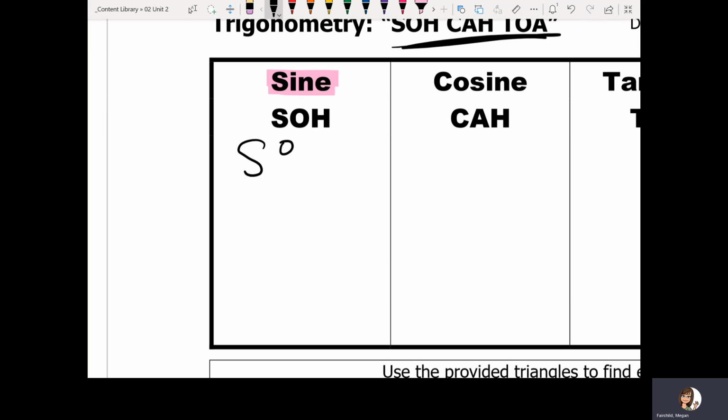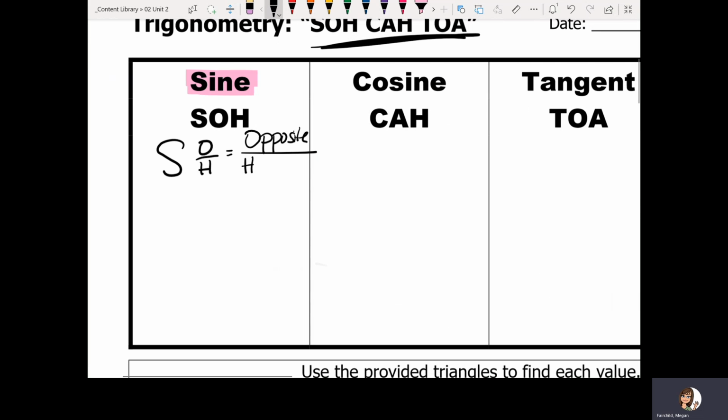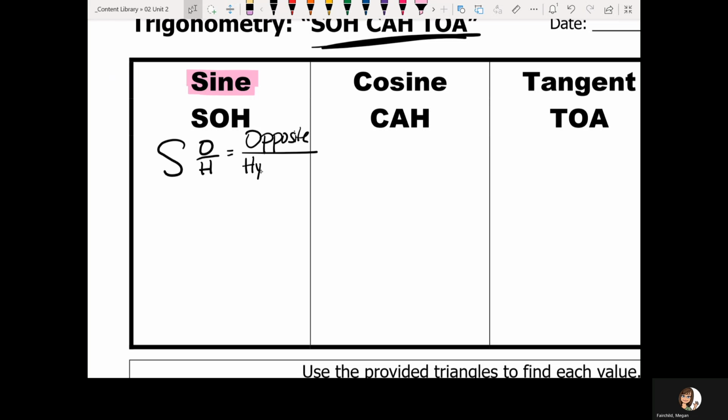is O over H, which is opposite. What do you think the H stands for? We're talking about right triangles here. What does the H stand for in a right triangle? Hypotenuse. Okay, so sine is opposite over hypotenuse, meaning the length of the opposite side over the length of the hypotenuse. We'll get to what the actual fraction looks like for this question in a second.